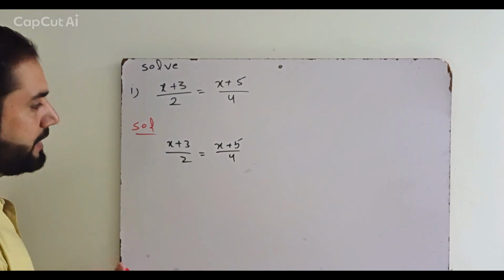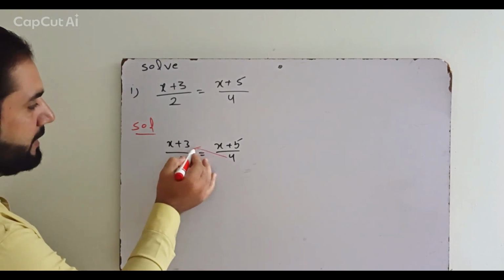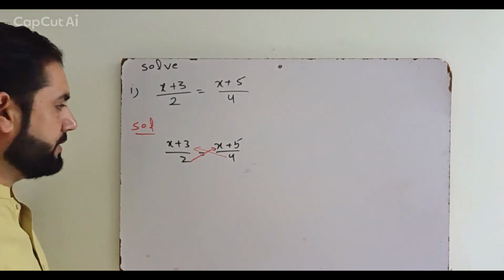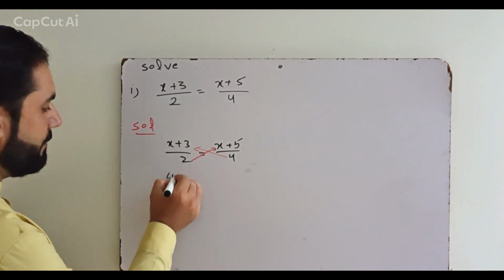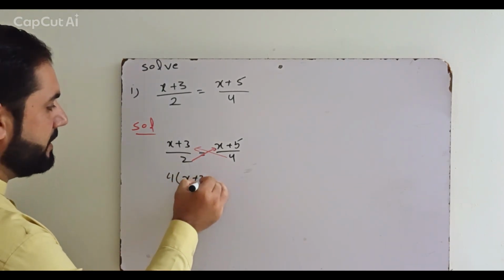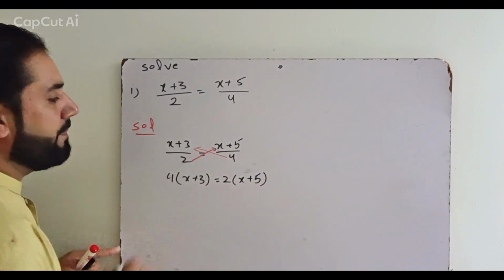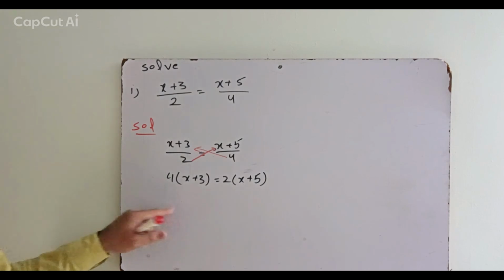So what we're going to do here is that you are going to multiply 4 with the term x plus 3 and you will multiply 2 with the term x plus 5. This method is referred to as cross multiplication. 4(x + 3) = 2(x + 5). Okay, we have this. After that, we need to multiply 4 inside.